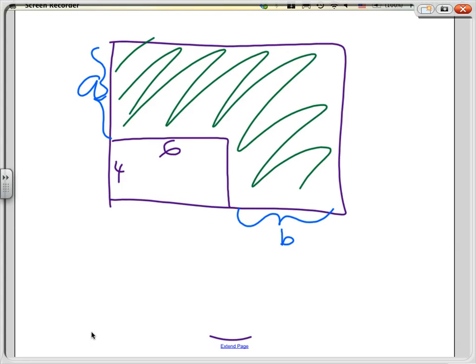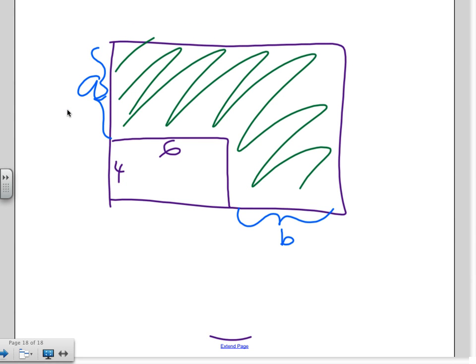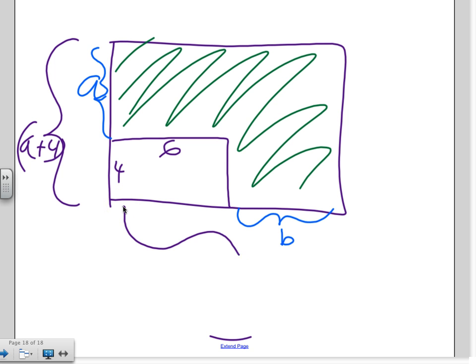Okay, here we go. So you can clearly see that with this information, all of a sudden your entire width of this rectangle is what? A plus 4. And the entire length of this rectangle, because it's broken into two pieces, right? So this piece is 6, the other piece is B. A total of the two pieces will give you one whole length, which makes it what? 6 plus B, or B plus 6, right? Cool, so this is the length, and that is the width.